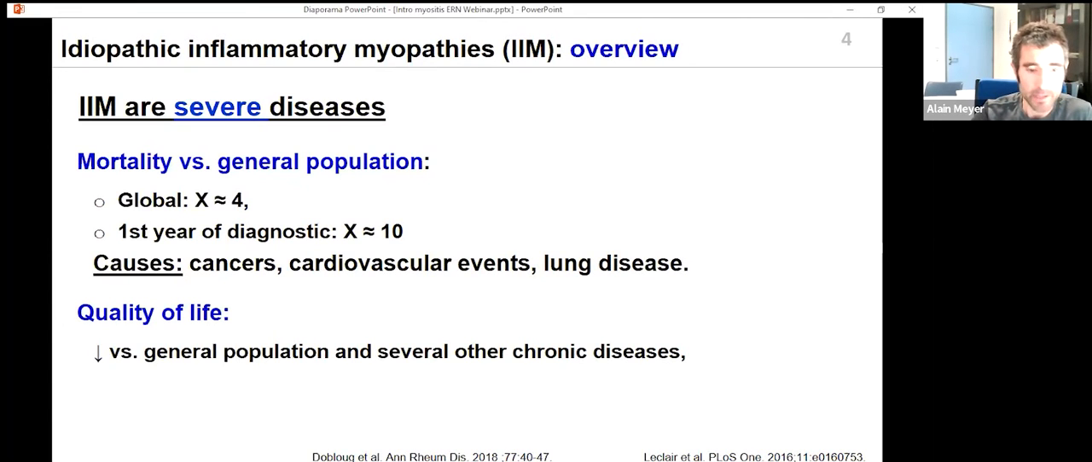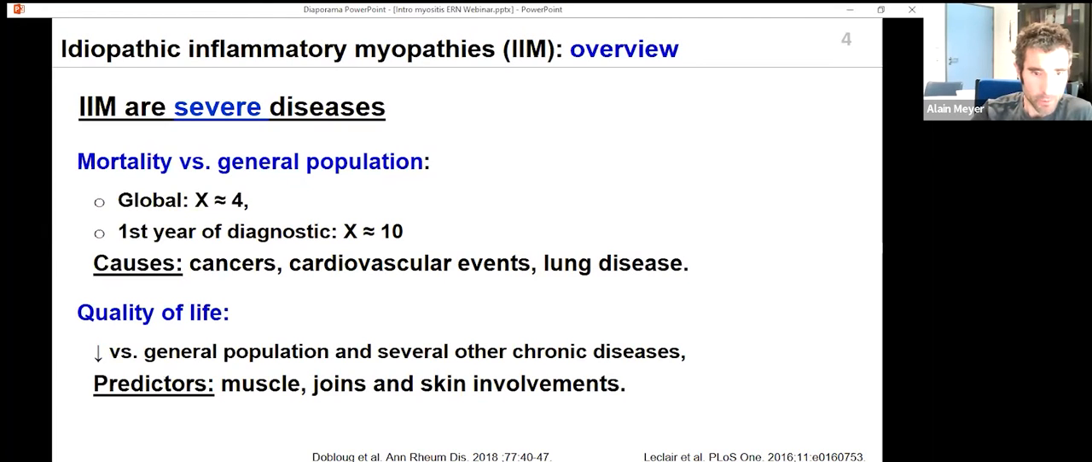Quality of life is also decreased in inflammatory myopathies patients as compared to the general population and as compared to several other chronic diseases. The main predictors of decreased quality of life are muscle, joint, and skin involvements, and this indicates that both muscle and extramuscular involvement play a prognostic role in inflammatory myopathy.